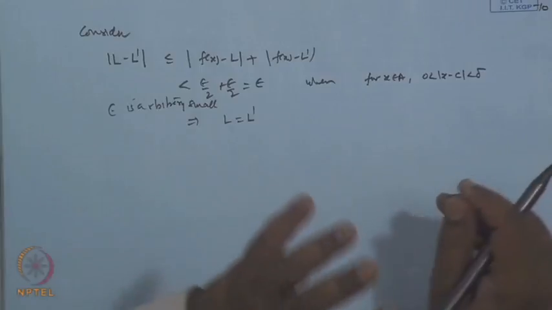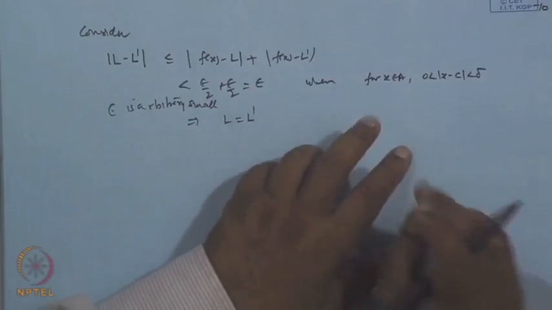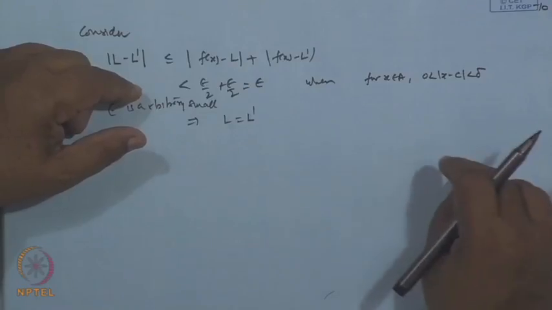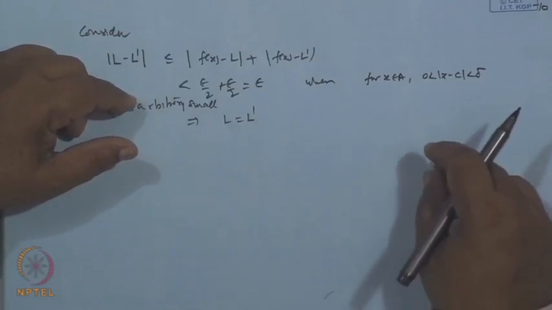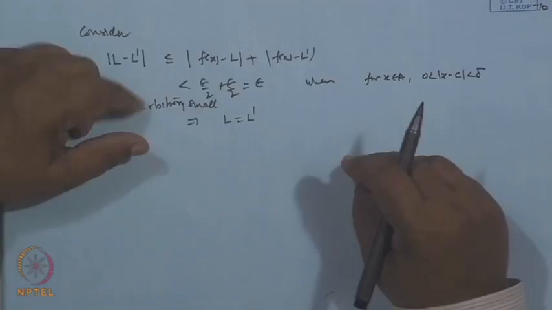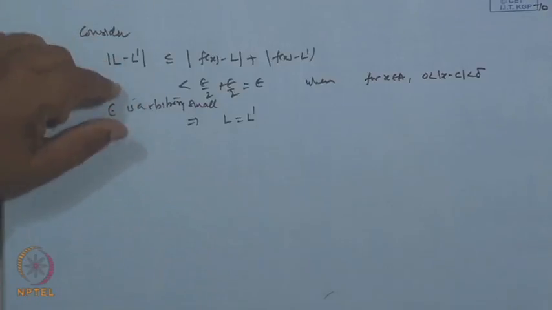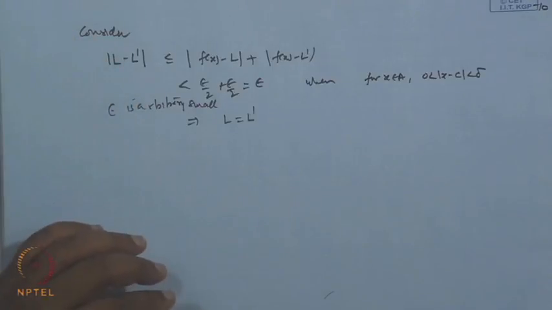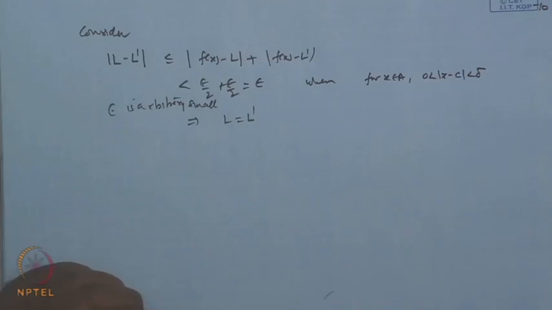So if a functional value f x, when x tends to C, has two different limits along two different paths approaching C, then the function will not have a limit at that point. In such a case we say the function diverges at x equals C. Okay? That is okay.